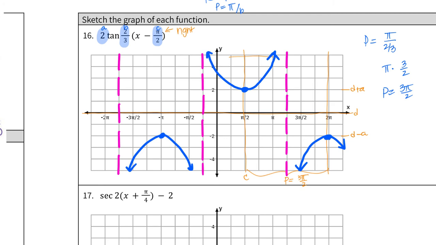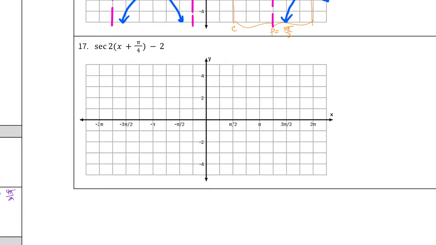So don't worry, the test is multiple choice. You're not going to have to draw it out, but you have to be able to identify it when you see it. And I am going to be trying to trick you with these answer choices, so just be very careful. Okay, and then this last one is secant.